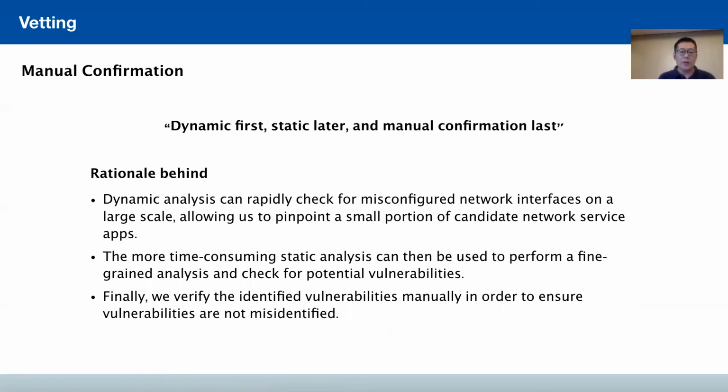We emphasize that we adopt a writing process of dynamic first, static later, and manual confirmation last. The rationale behind the writing process is that dynamic analysis can rapidly check for misconfigured network interfaces on a large scale, allowing us to pinpoint a small portion of candidate apps. The more time-consuming static analysis can then be used to perform a fine-grained analysis and check for potential vulnerabilities. Finally, we verify the identified vulnerabilities manually.